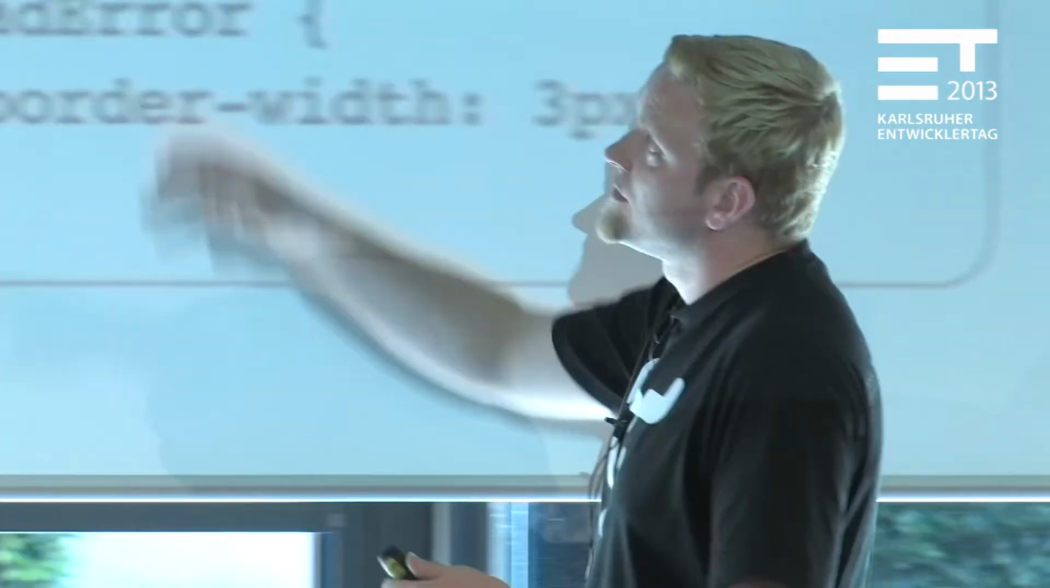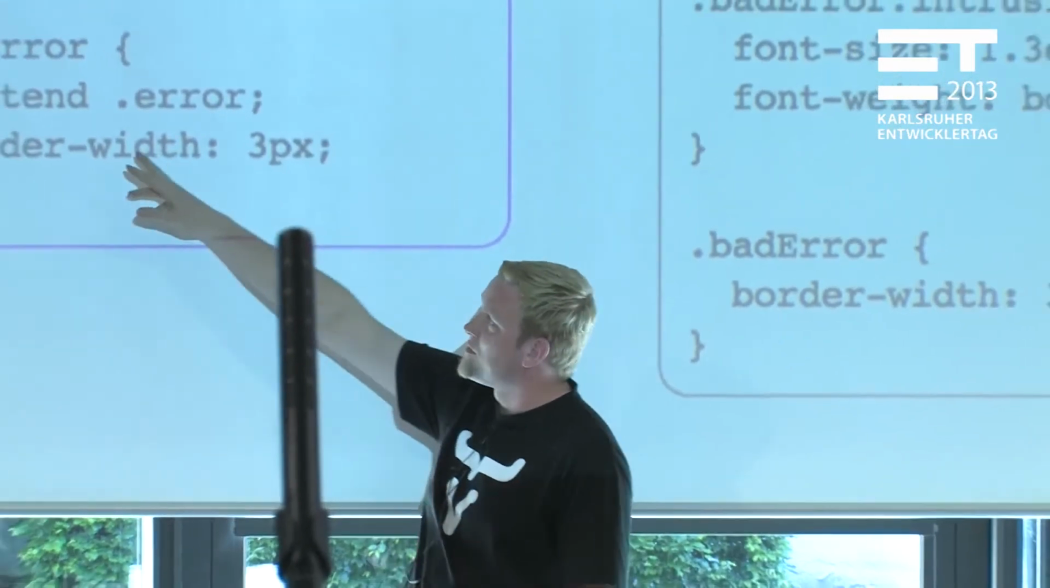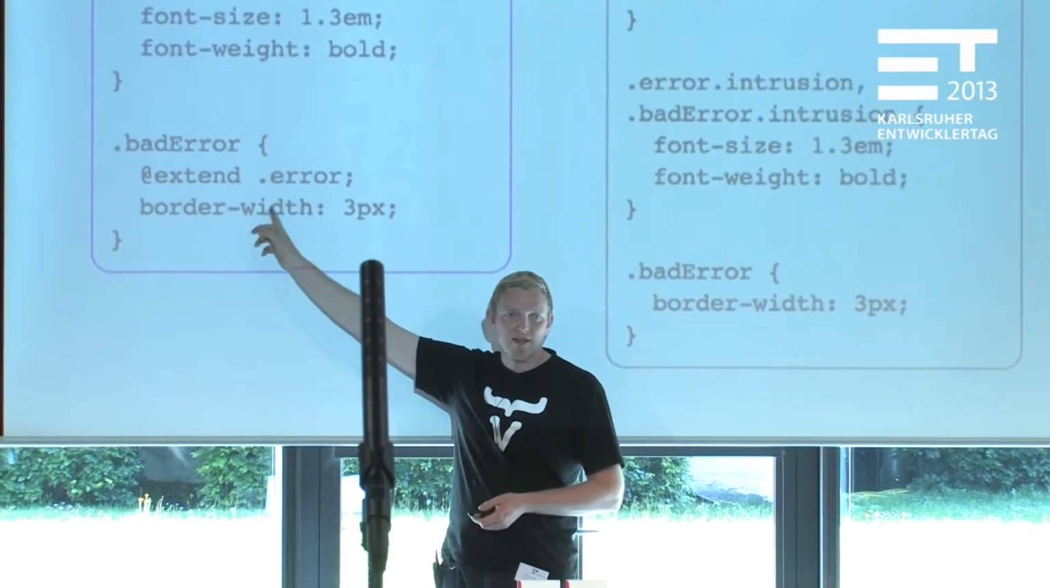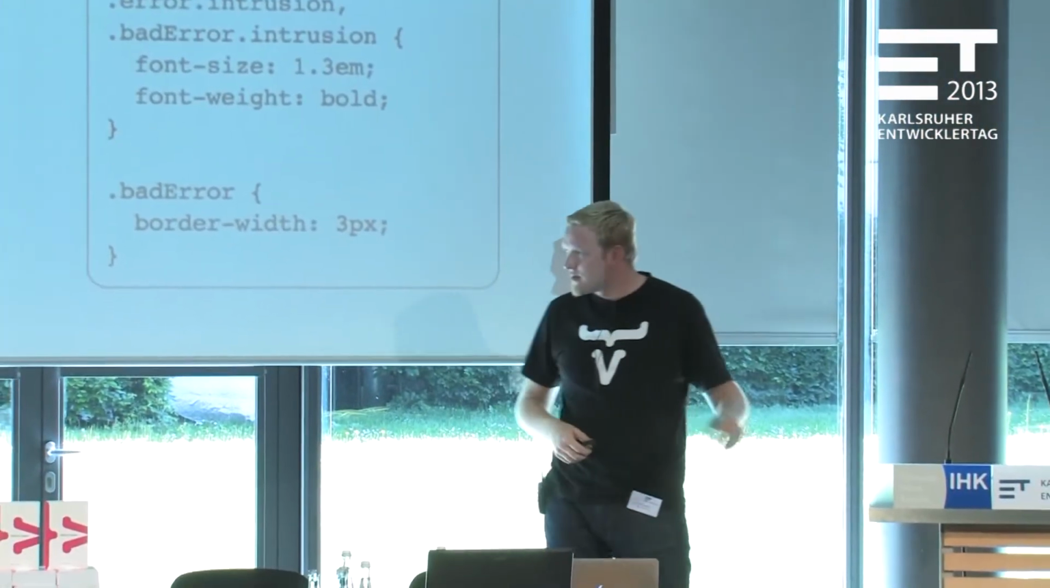And selector inheritance. Here, for example, you declare how an error looks, and then you have a bad error. So you just extend that and continue declaring more variables to that.